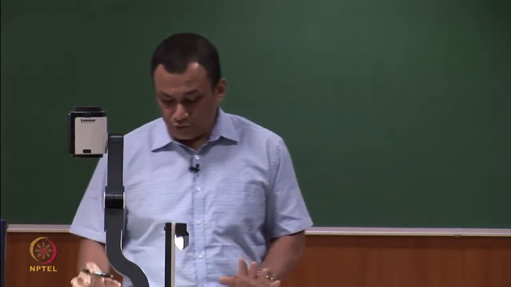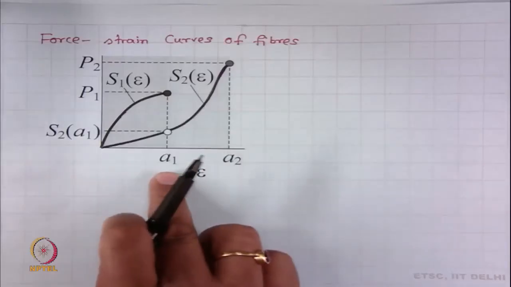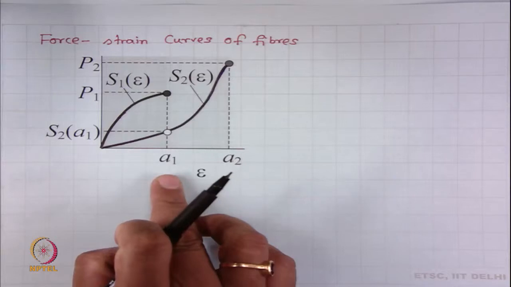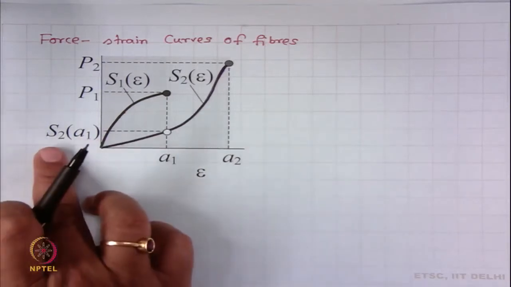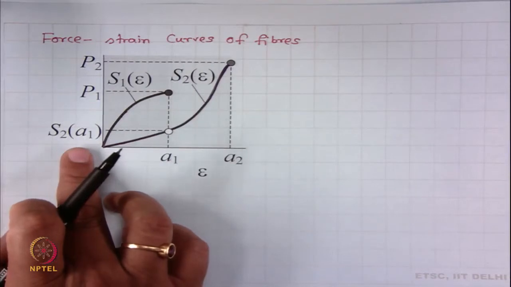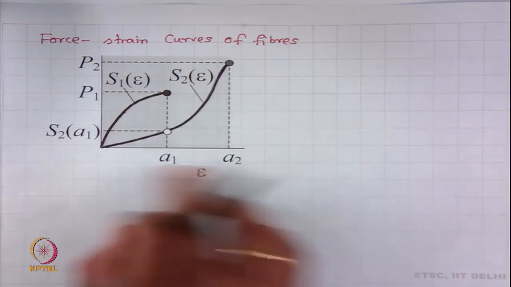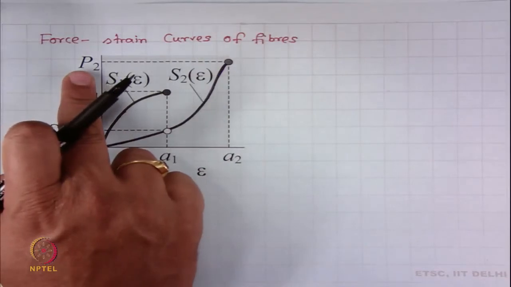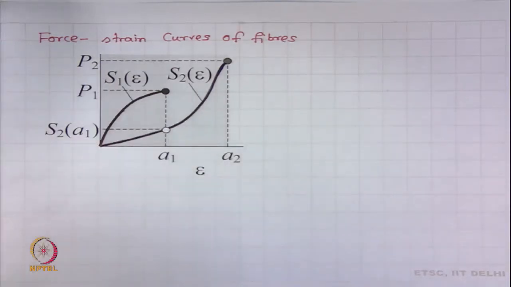Now, if we look carefully at this graph, A1 is the breaking strain of type 1 fiber. However, at A1, type 2 fibers do not break. Type 2 fibers have a force S2 subscript A1. At higher elongation A2, all type 2 fibers will break. So, their breaking force is P2. P1 is the breaking force of type 1, P2 is the breaking force of type 2. So, this is what we see.